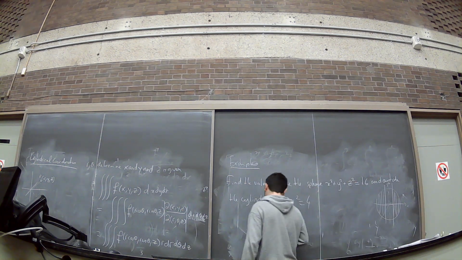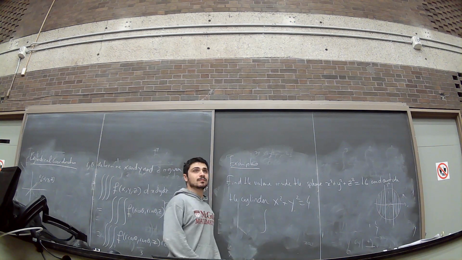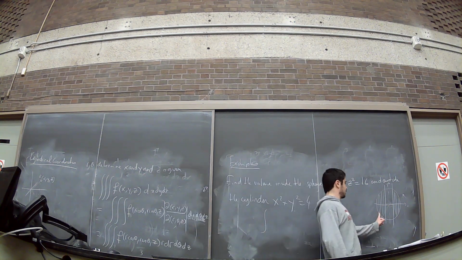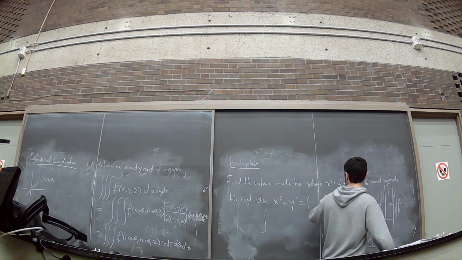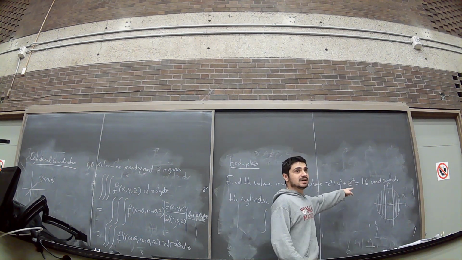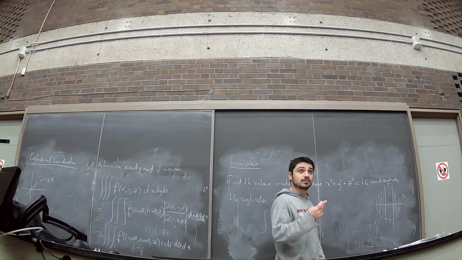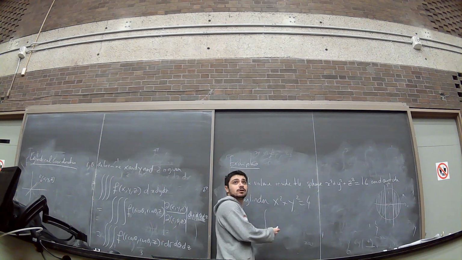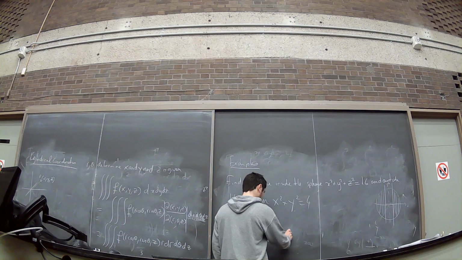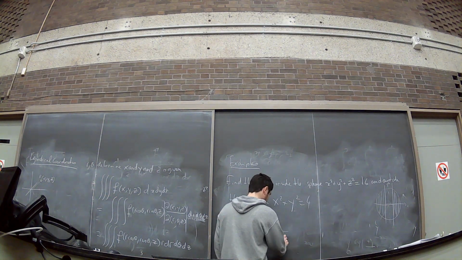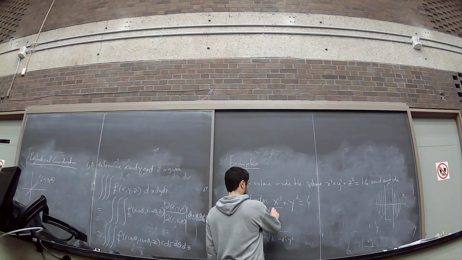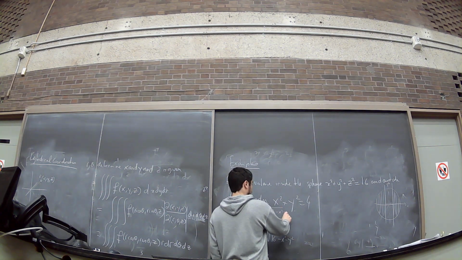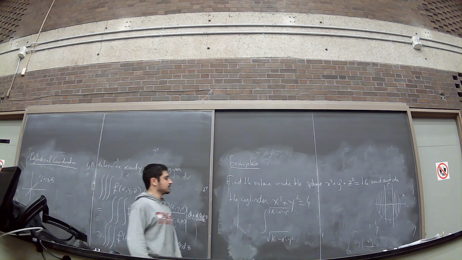So z will vary from where to where? From down to up. Do you see that? What is down? Can you solve for z when z is negative? What is it? It's minus the square root of 16 minus x squared minus y squared. Great.